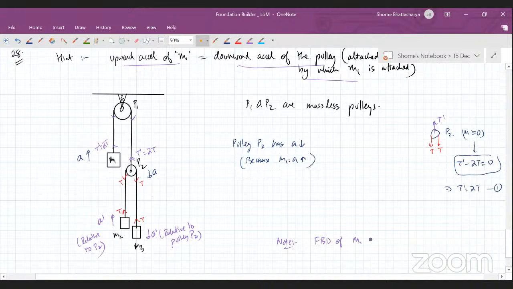So what we'll do next is we'll make the FBDs of M1 in ground frame. Okay, but M2 and M3 in pulley P2's frame, and that will be a non-inertial frame which is coming down with an acceleration A. So we'll have to make use of the concept of non-inertial frame and pseudo force.